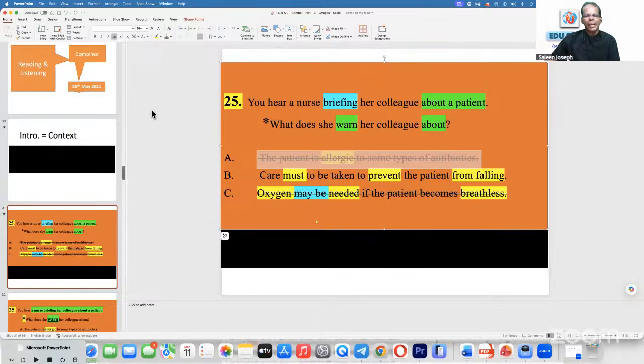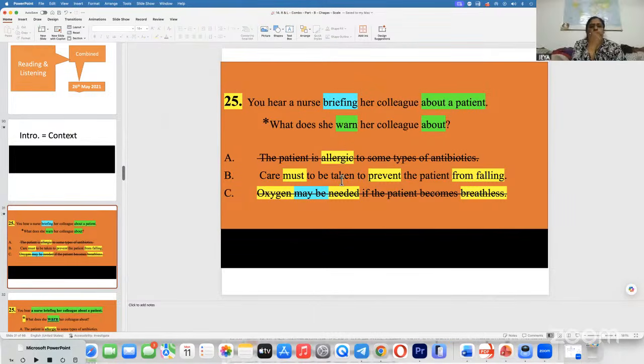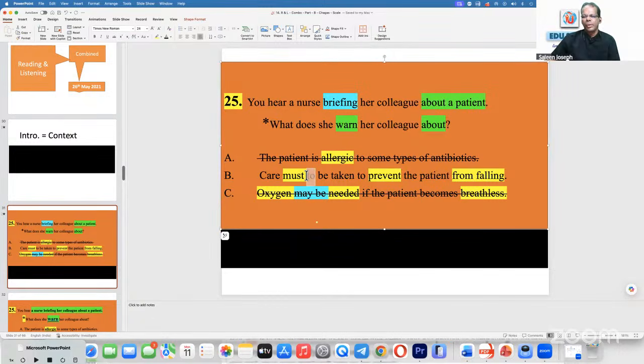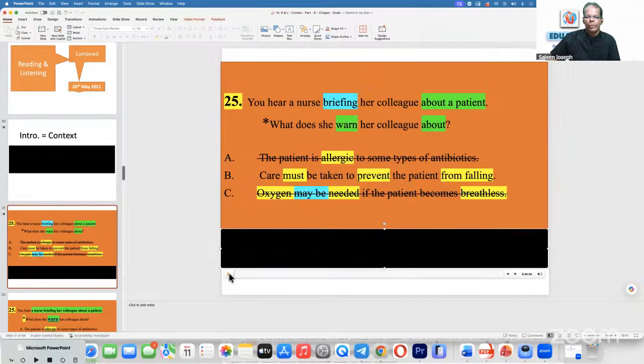Allergic to any medicine. Okay, care must be taken. Mandatory. Okay, there is a spelling mistake. I think it's a typing mistake. Must be taken to prevent the patient from falling. With this idea, just focusing only on option B. Listen one more time. Okay, if you can find some more clues.